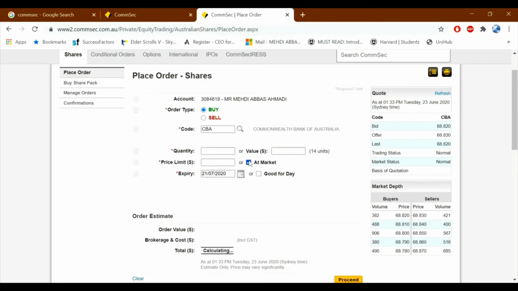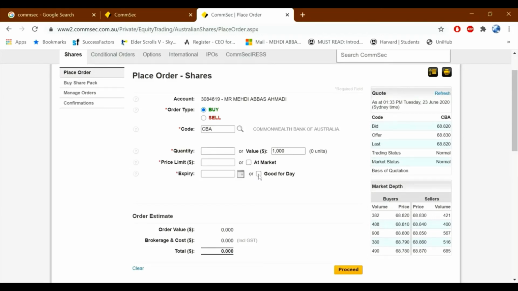Again, you don't want to put it at market, because that can sometimes overcharge you. By overcharge I mean you want to buy at the lowest price of the day and then sell at the highest. When you go at market, it might not necessarily reflect the lowest price that sellers are offering. So choose good for today or an expiry date.